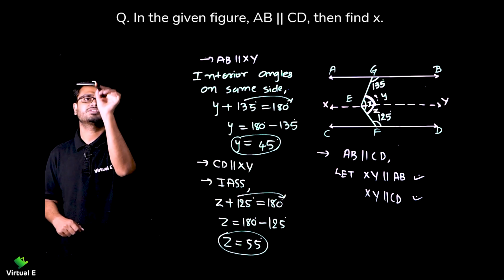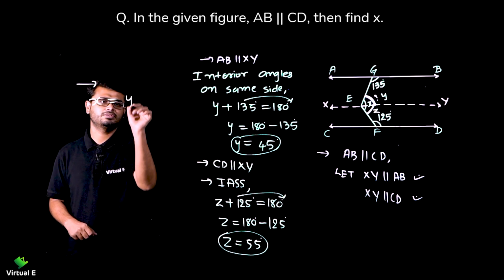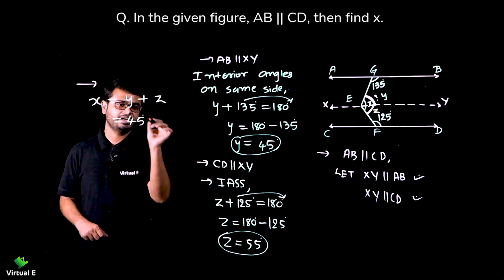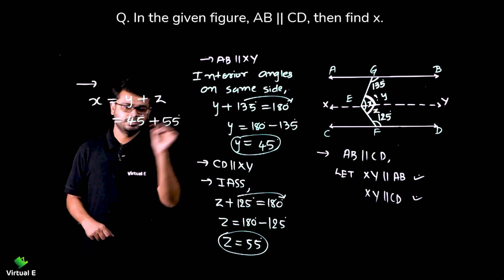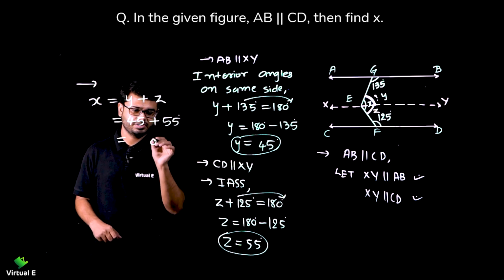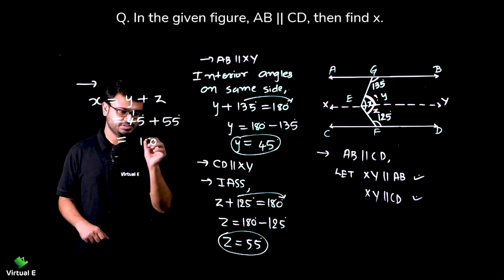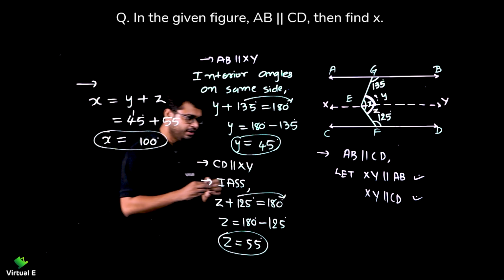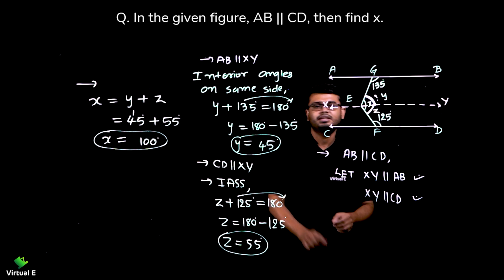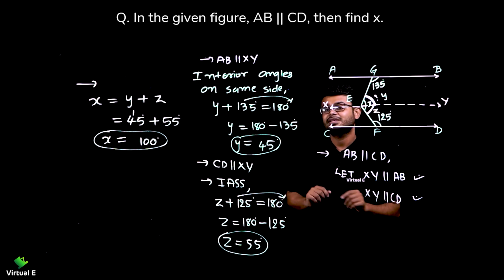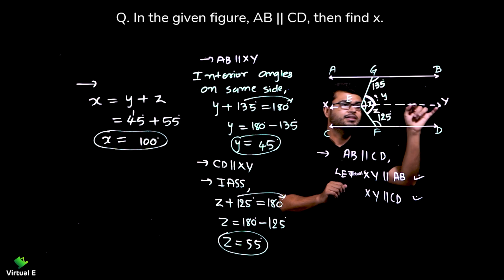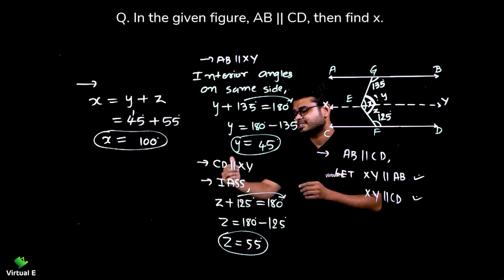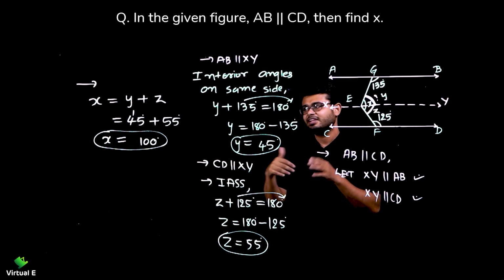Very simple. So let's write X is equal to Y plus Z. So 45 plus 55. Here 5 and 5 is 0, carry over 1, 5 and 5 again, see 10. Okay, so the value of X is what? 100 degree. That's a very simple question, but you need to understand. You need to take this line, the third parallel line, then only you will be able to do it. We use only IASS 2 times to get the value of X, and finally we added them.